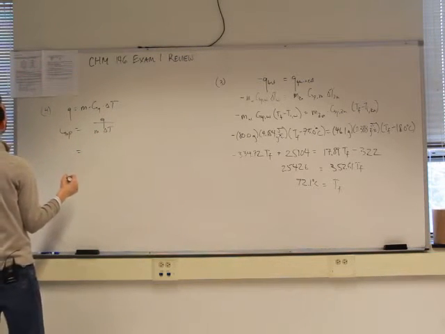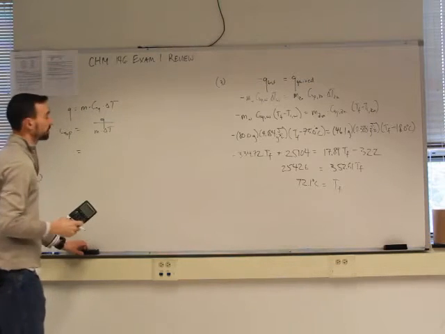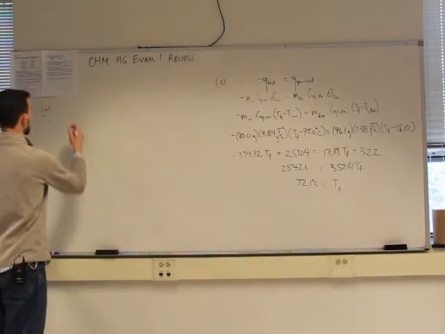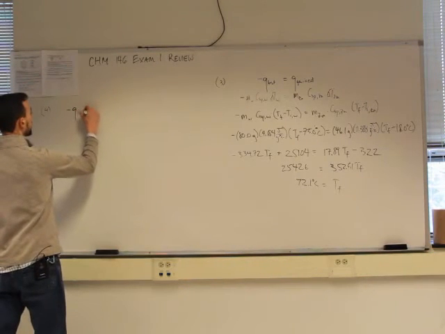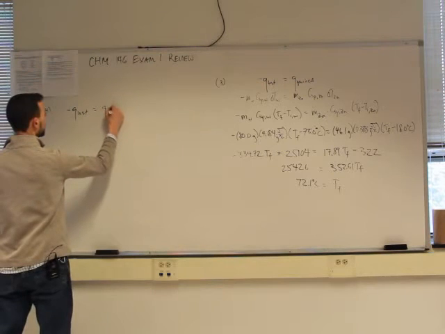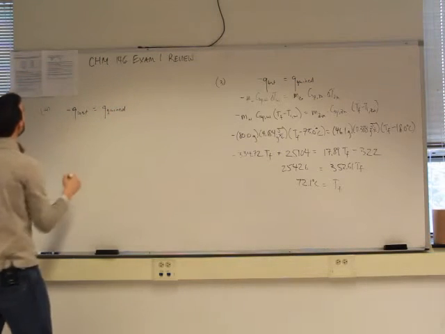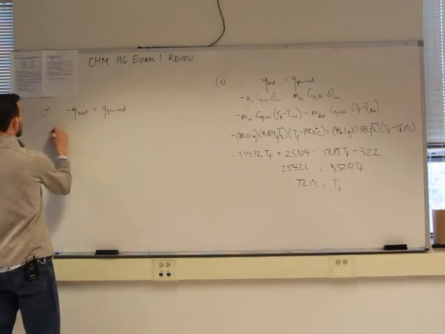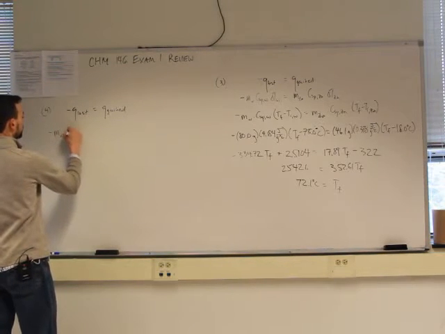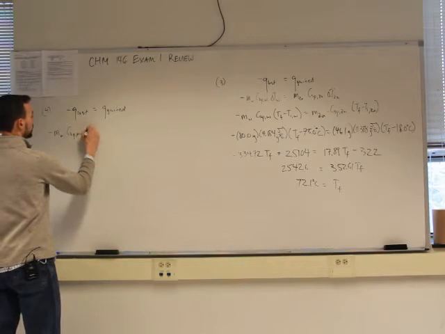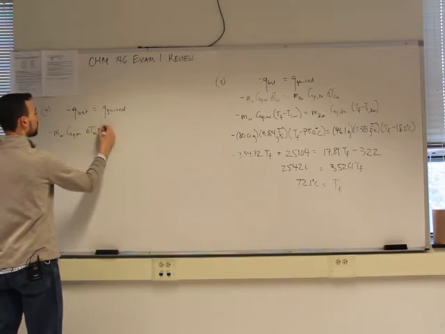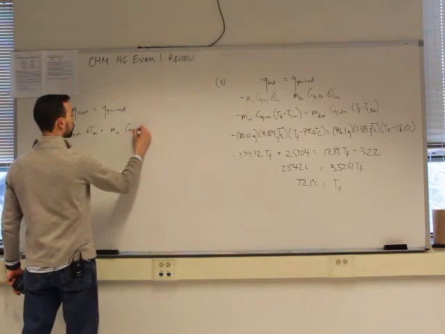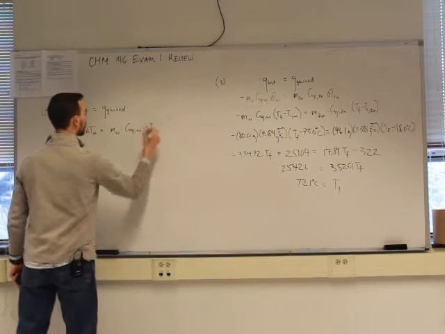Sorry, I got a little bit ahead of myself. Not quite right. I need to start with this similar setup. Again, Q lost, the negative of that is equal to the Q gained by another substance. In this case, it's the metal that is losing. So negative mass of our metal, CSP of our metal, times the change in temperature of the metal, equals the mass of the water, CSP of the water, times the change in temperature of the water.